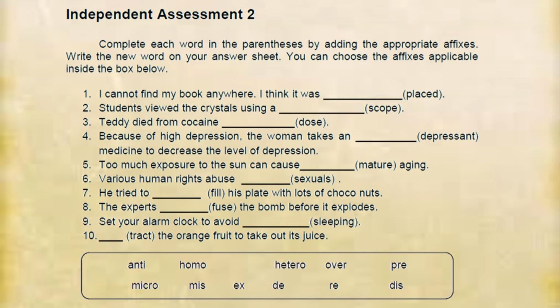6. Various human rights abuse blank sexuals. 7. He tried to blank fill his plate with lots of choco nuts. 8. The experts blank fuse the bomb before it explodes. 9. Set your alarm clock to avoid blank sleeping. 10. Blank tracked the orange fruit to take out its juice. Anti, homo, hetero, over, pre, micro, miss, x, de, re, dis.